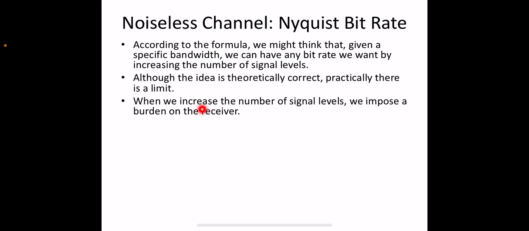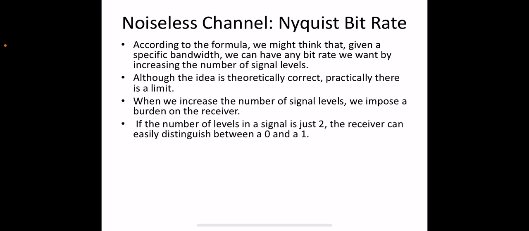If we increase the number of levels, what happens? We impose a burden on the receiver. The receiver should be able to identify different levels, and only then can it correctly receive the data sent by the sender. If we increase the number of signal levels, the difference between two levels decreases. So a slight noise can make the receiver interpret one signal level as another, and the receiver circuit will be more complicated.